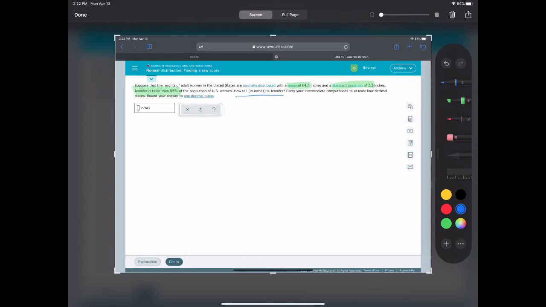All right, so this is dealing with the normal distribution curve. So we have a normal distribution curve that looks like this. We have a mean of 64.5 and a standard deviation of 2.2. In a normal distribution curve, one of the properties is that the mean and the median are the same. So the mean goes in the middle of the distribution at 64.5.